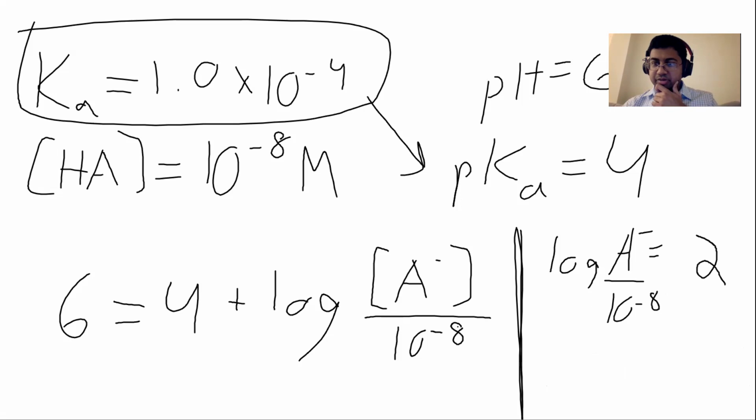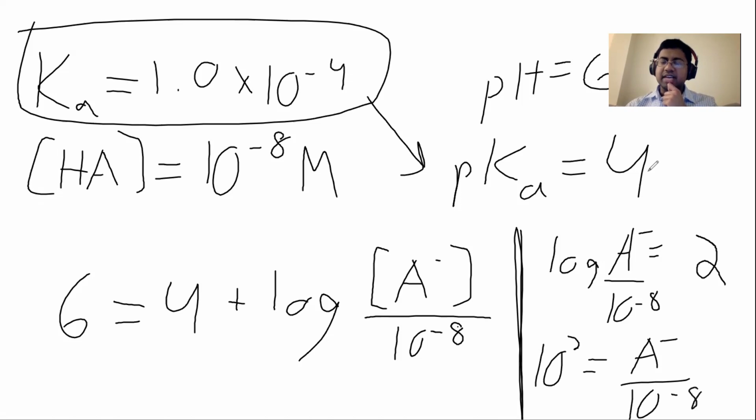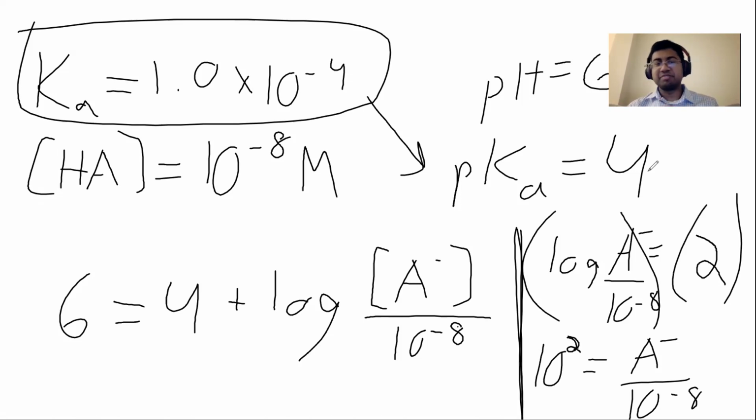Okay. There's a good explanation in the chat. To cancel out the log, you do 10 to the power of. So 10 to the power of 2 is equal to A minus over 10 to the negative 8. That's how you solve it. Yes. So you just say 10 to the power of. Oh, got it. Okay, yeah. There we go. Thank you, that was the missing step. So then you do 10 to the negative 8 times 10 to the 2, which is 10 to the negative 6, which is your concentration, which is your answer.